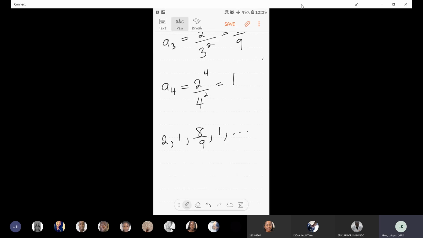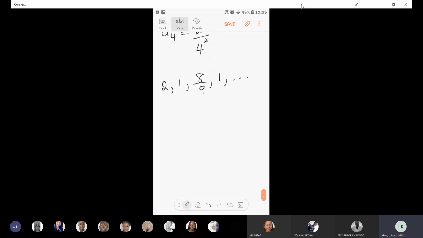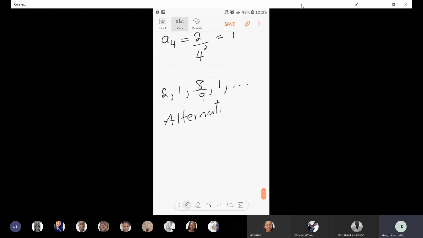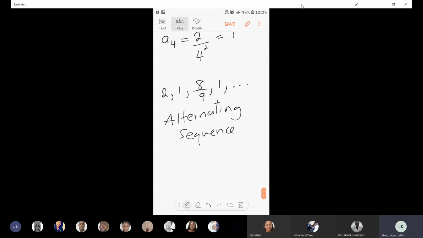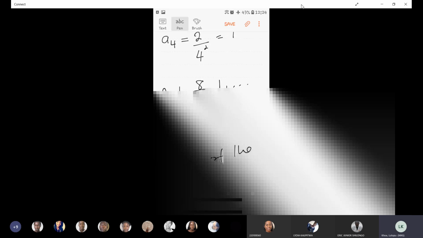If you have the formula, then all you need to do is substitute. Now we have different types of sequences. The first one is what is called the alternating sequence. Now the alternating sequence, we say it is alternating because the signs of the terms are alternating. So you have positive, negative, and so on. So here it's the signs of the terms that alternate.